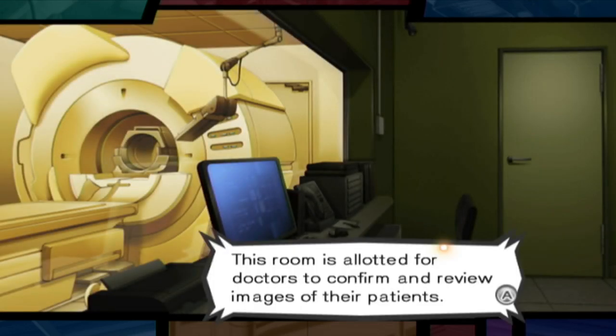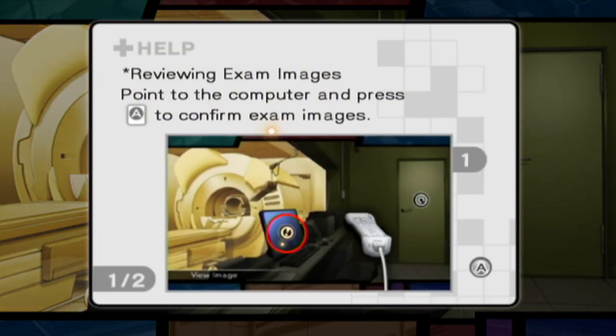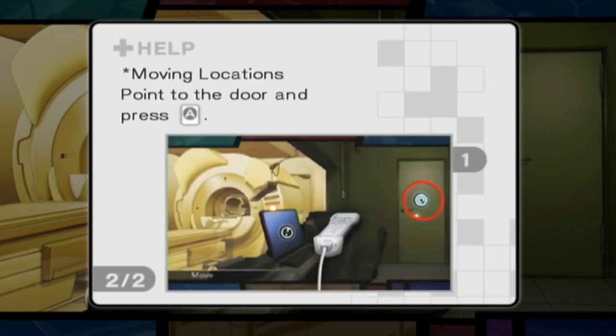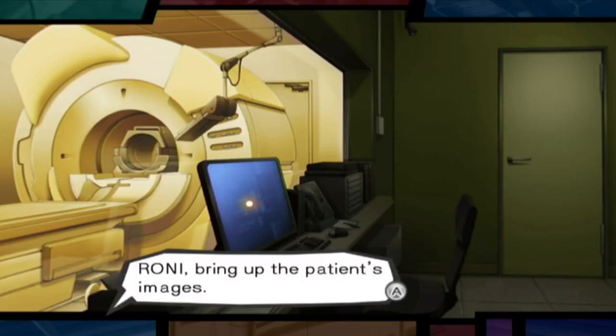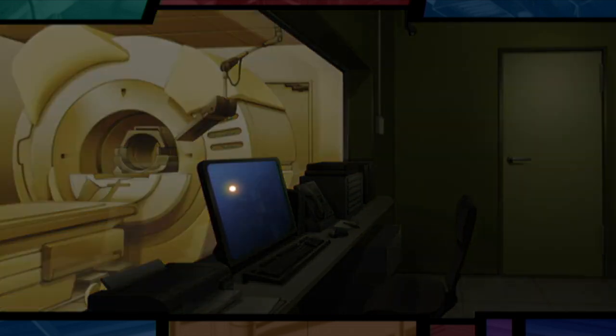This room is allotted for doctors to confirm and review images of their patients. The CT's ready, right? Well, let's check it out. Alright. Roni, bring up the patient's images. Yes, doctor. Now opening the image files.